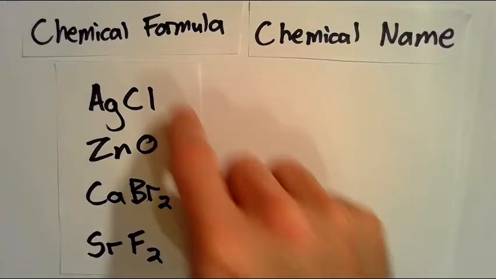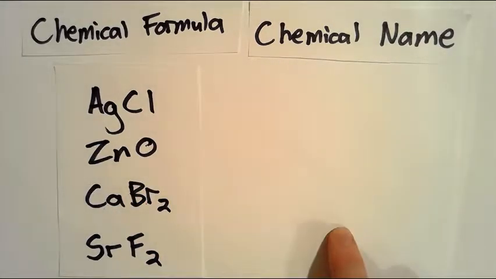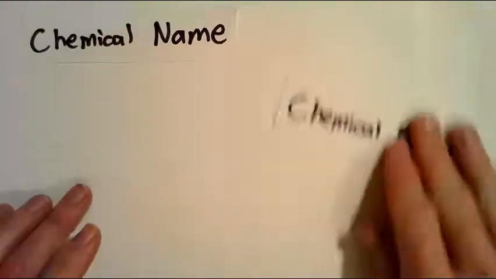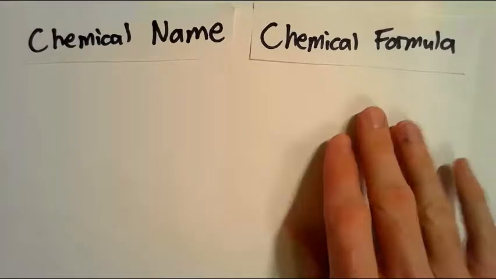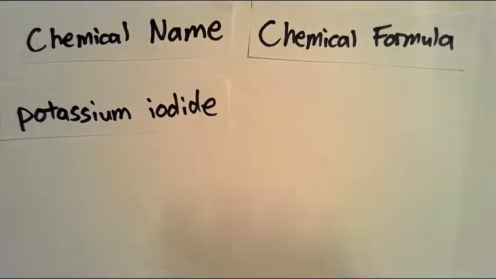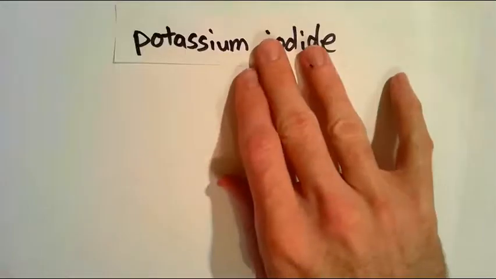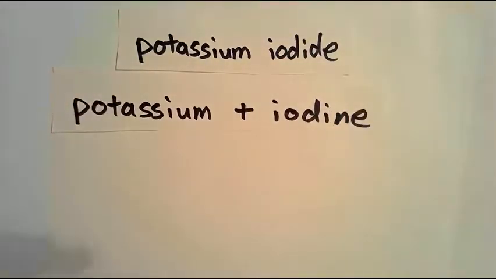Your tests and quizzes will have me give you the chemical formula and you give the chemical name. But I will also give you the reverse process, where I will give you the chemical name and you need to know the formula. An example of this would be something like potassium iodide. So let's get rid of these two and break down what potassium iodide is. Potassium iodide is simply just potassium and iodine.